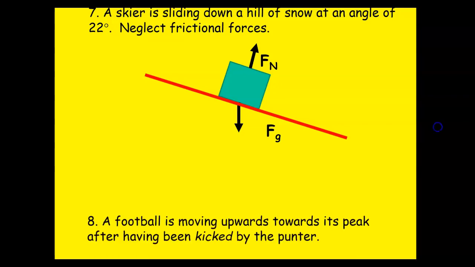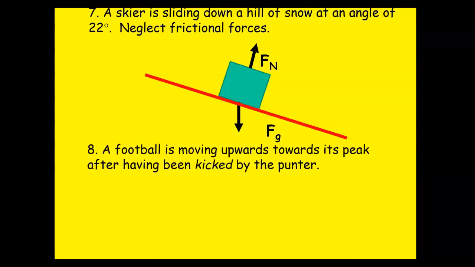And then the last one is a football that is moving upwards after it's been kicked by a punter. After it's kicked and it's going upward, here's the football, and the only force acting on this object at this point after it's been kicked by the punter is gravity, F of G, going down.